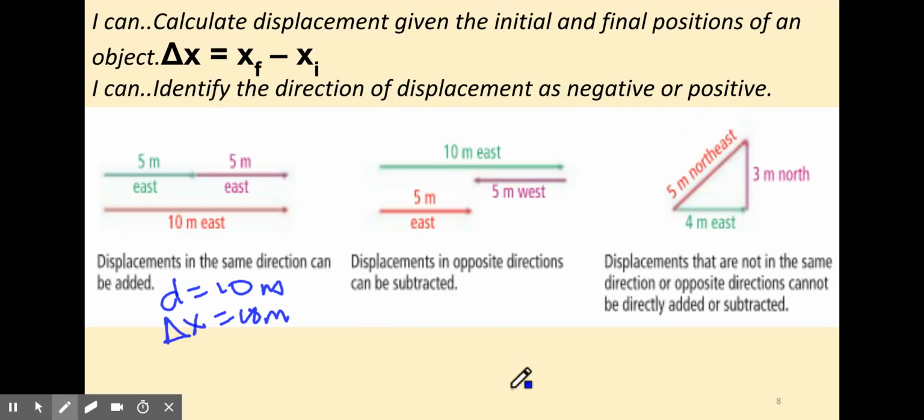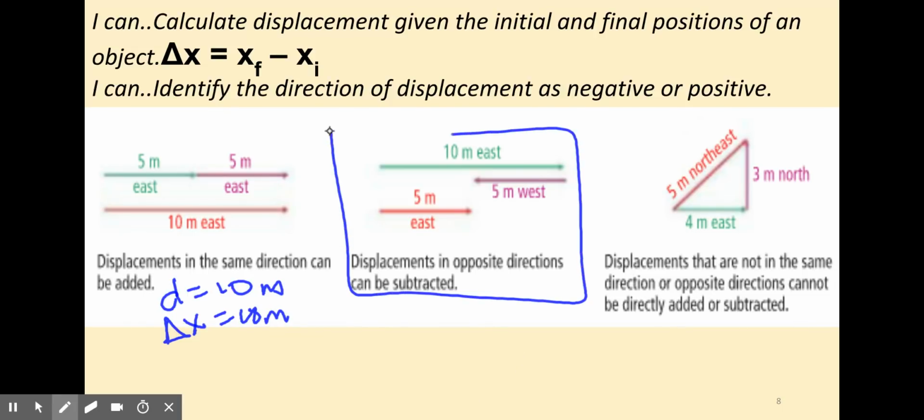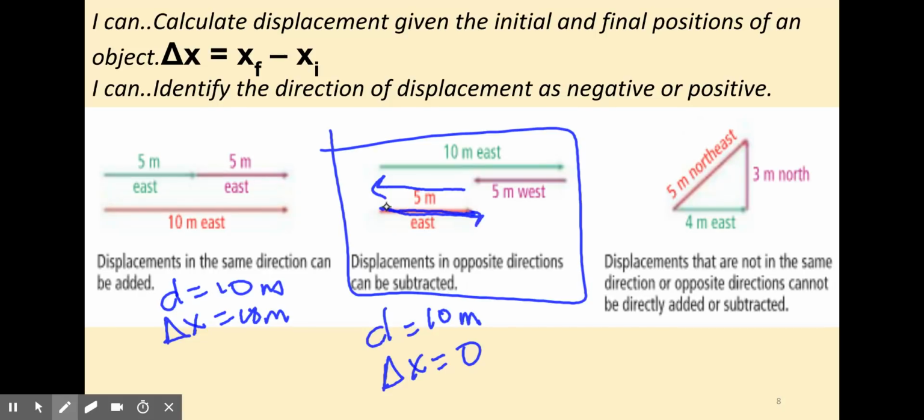In example number 2, over here, our distance traveled, we go 5 meters east, and then we turn around and go back 5 meters west. Our total distance traveled is 10 meters. The total amount we walked altogether is 10 meters. Our change in position, though, is 0. We go to here, and then we turn around and go back. How far are we from where we started? Our displacement is 0.